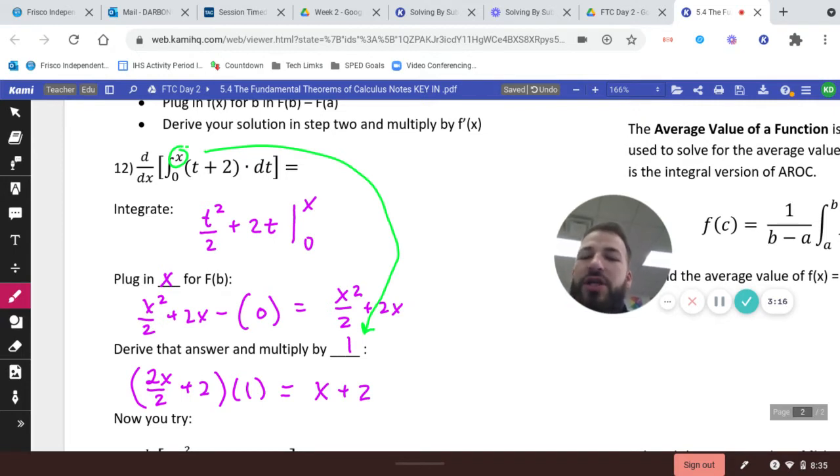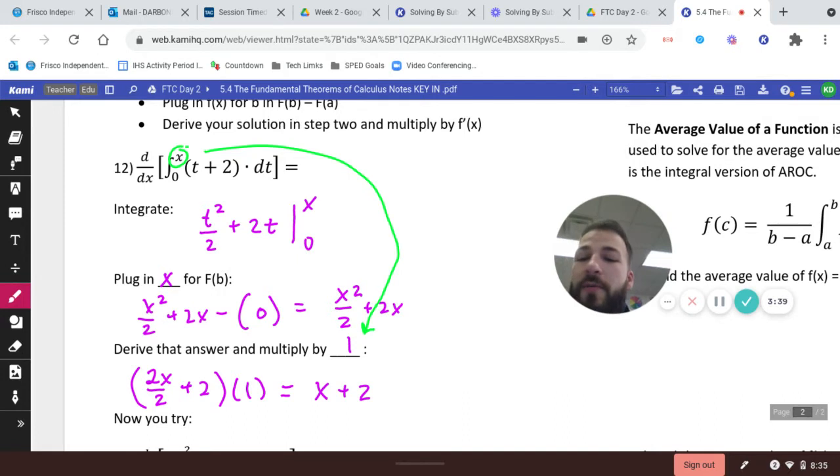Okay, now I want you to notice some things. Okay, compare x plus 2 to our original problem, our original function of just t plus 2. What does it look like? Well, it really looks like all we did is plug in that x. We just did t plus 2. Okay, plug in x. New equation is x plus 2.